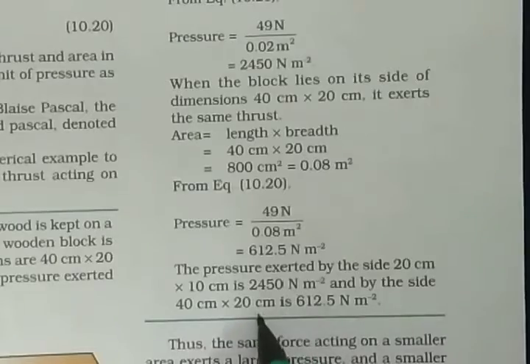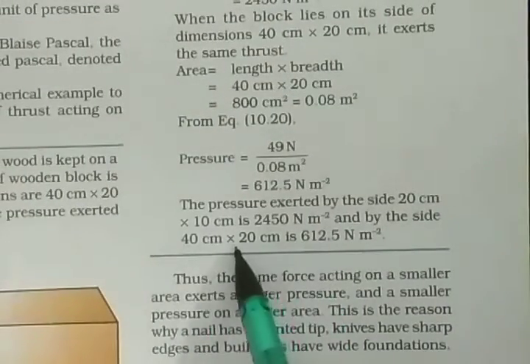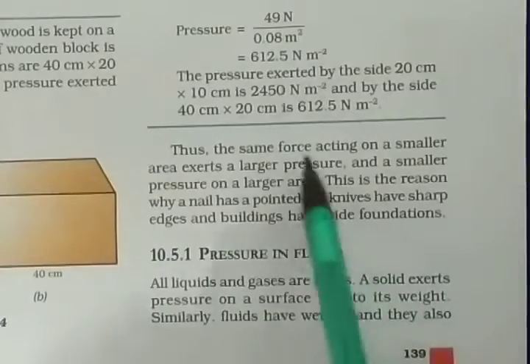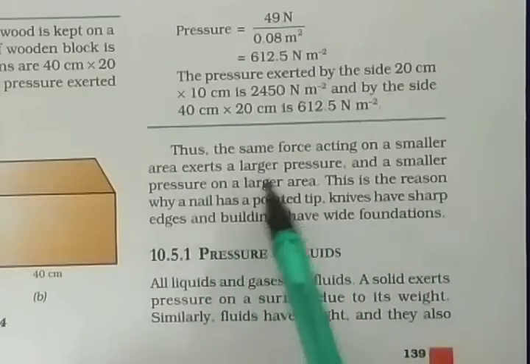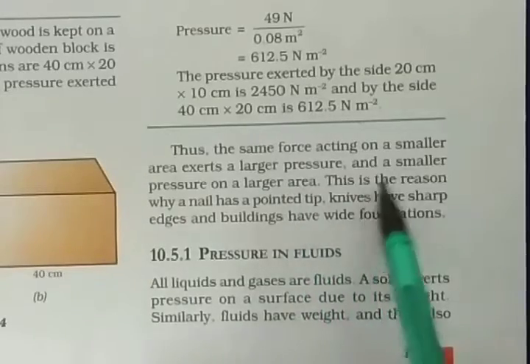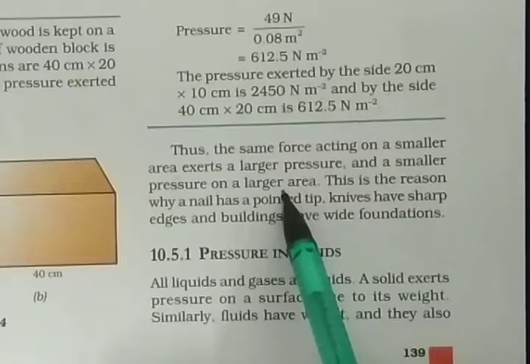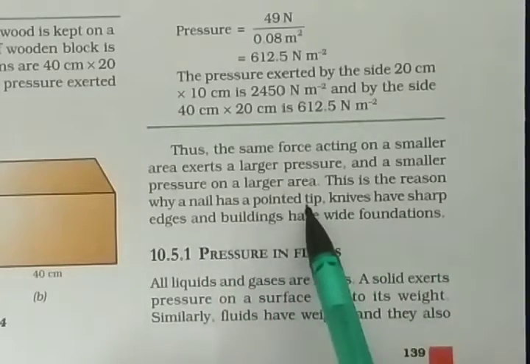Right, the force acting on this is less on this area, since the larger area is in contact with the table. So thus the force acting on a smaller area exerts a larger pressure, and a smaller pressure on a larger area. This is the reason why a nail has a pointed tip.